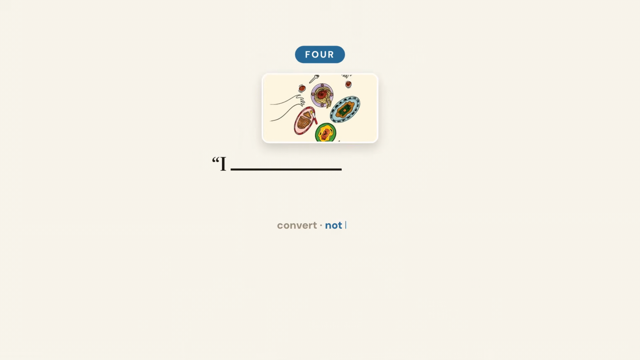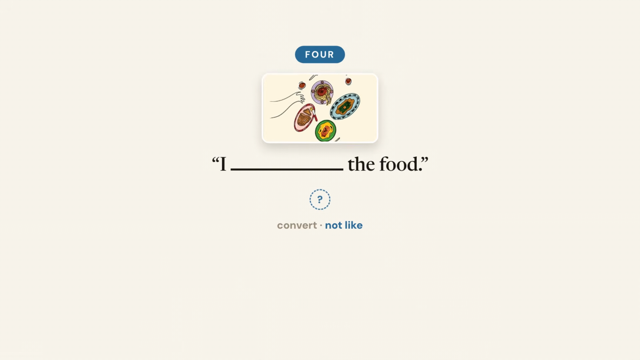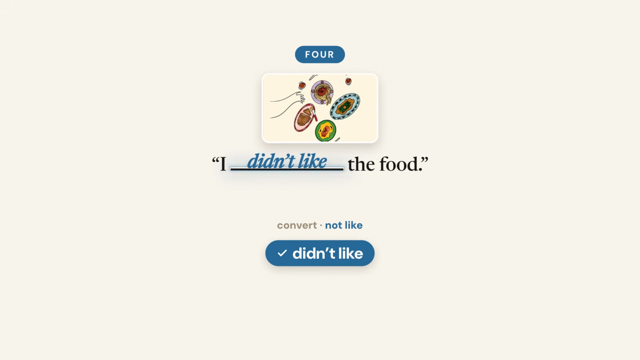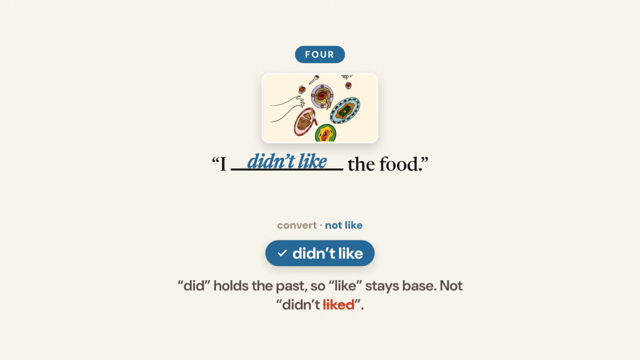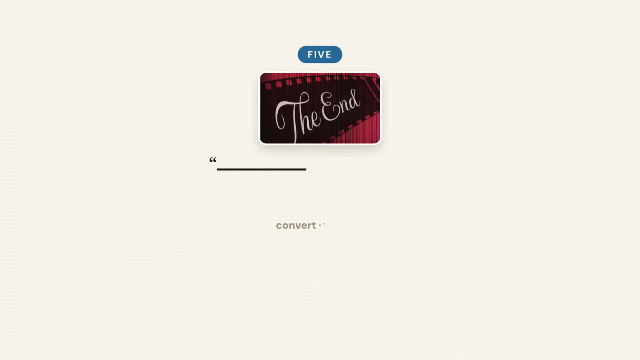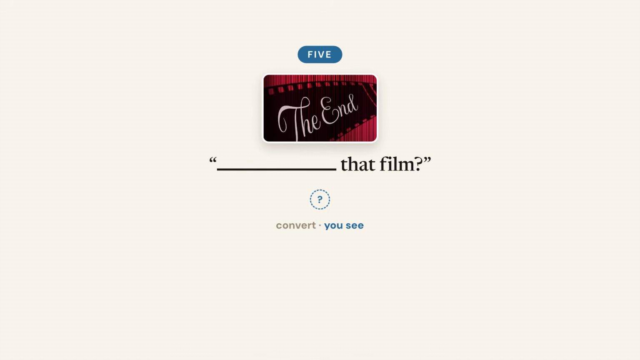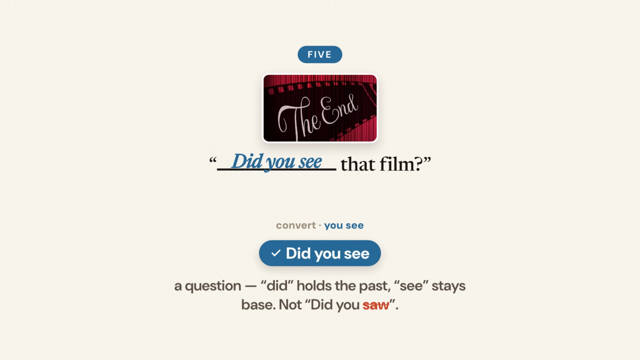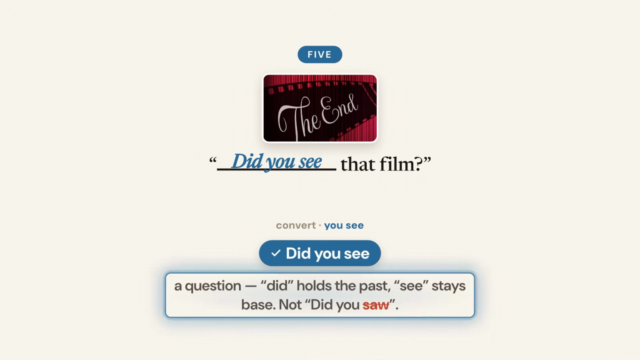4. I the food. The answer is did not like or didn't like. Did carries the past, so like stays in its base form. Not didn't liked. 5. That film. The answer is did you see? It's a question. Did takes the past, see stays base. Not did you saw.